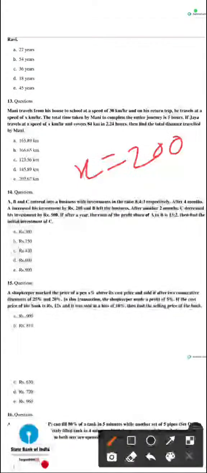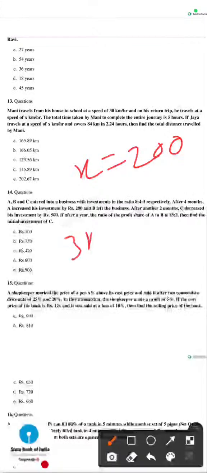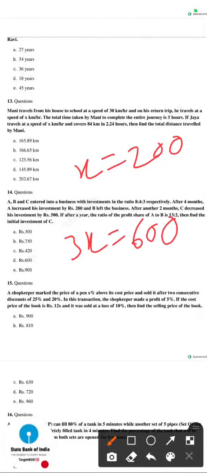Now the question asked is to find the initial investment of C. Initial investment of C is 3x, which is 3 times 200, which is 600. So the answer for this one is 600. Option D is the answer for this question.